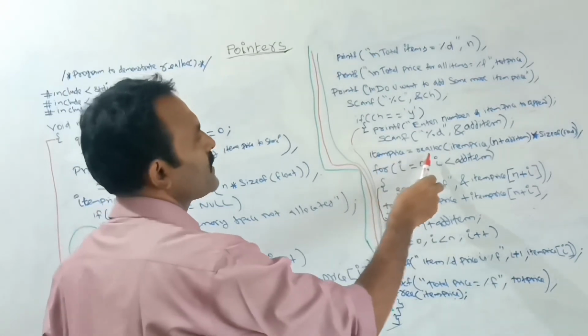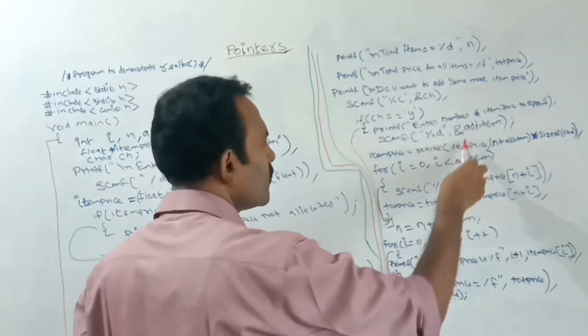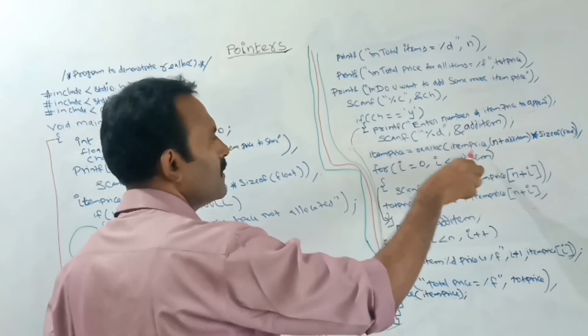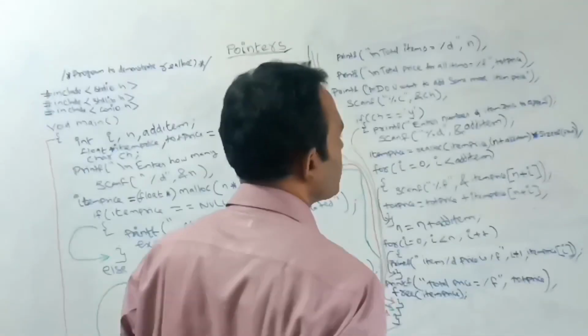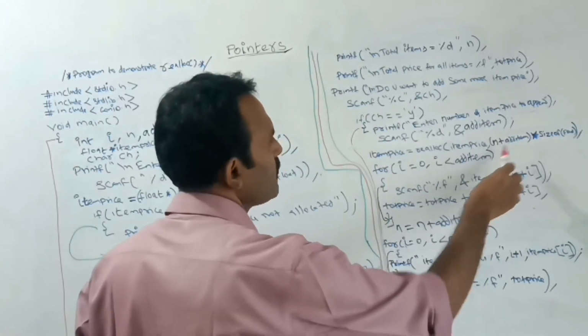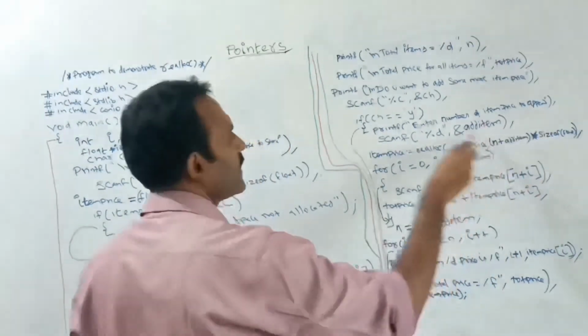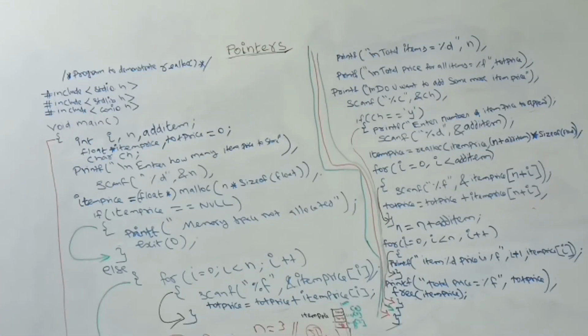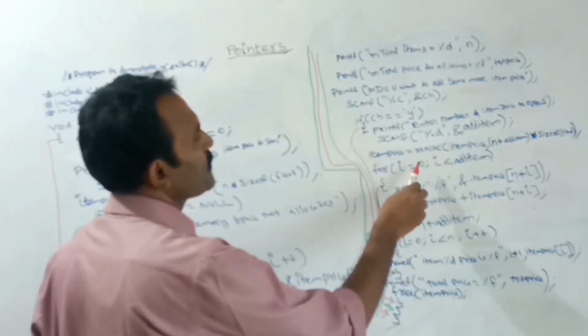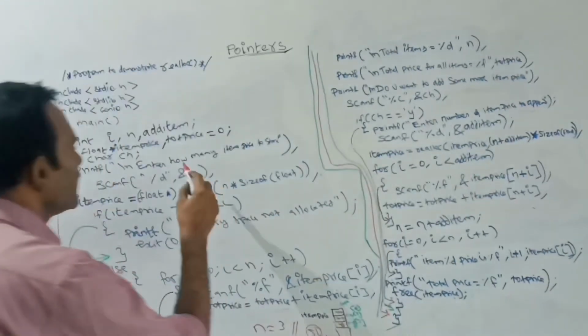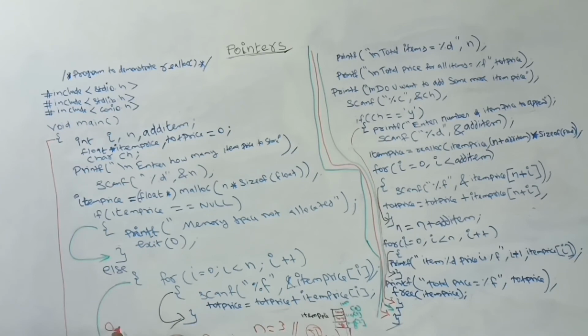Here item price is equal to realloc of the previous pointer variable, plus the new memory allocation. I am giving the memory allocation as n plus add item: n is already 3, plus 2, so 5 into the size of float, which is 4, that is 20 bytes allocated. So memory addresses 1000 to 1020 were allocated for this item price pointer. After allocating the memory, for i equal to 0, i less than add item. What is the add item value? The add item value is 2.